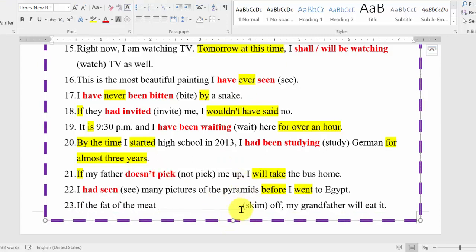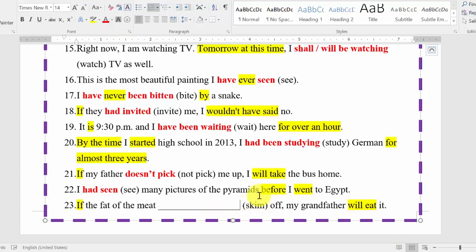Yeah. Okay, so last question, 23. If the fat of the meat, what of? My grandfather will eat it. Okay, so your keyword here is if. And also you need to look for another verb here. Will eat. Will original verb. Okay, will original verb means that it should be if conditional, likely, the first type. Okay, likely, you have will original verb. Another part should be simple present tense. Okay, so simple present tense.